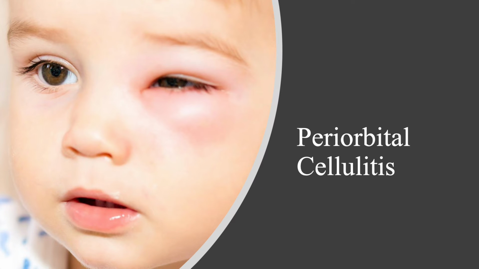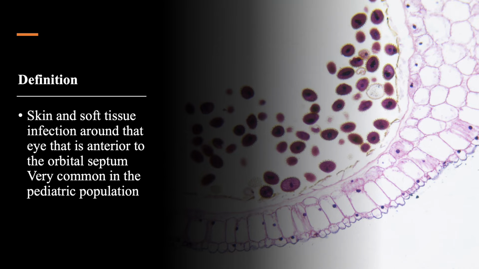Periorbital cellulitis. Periorbital cellulitis is an infection of the skin and soft tissue surrounding the eye that is anterior to the orbital septum, commonly seen in children, and is mainly caused by sinusitis and trauma. Again, this condition is very common in the pediatric population.